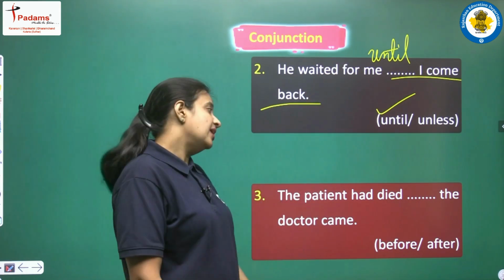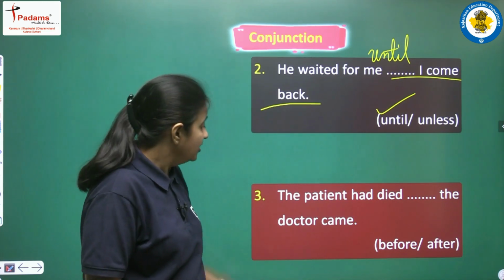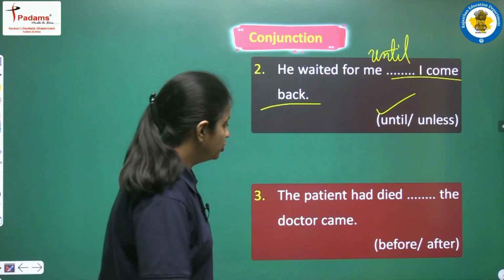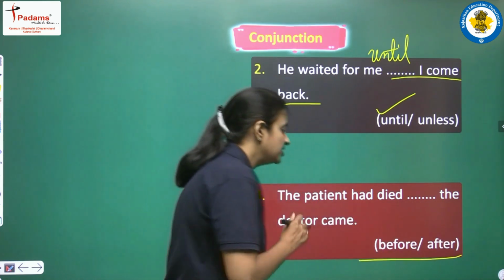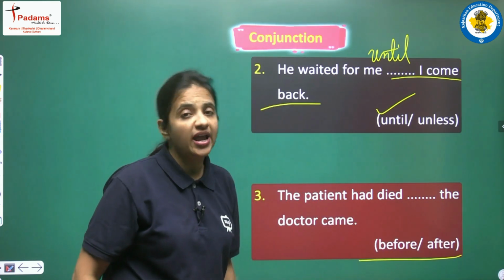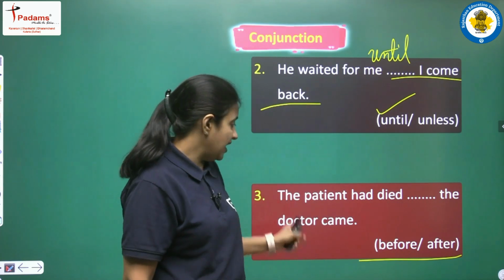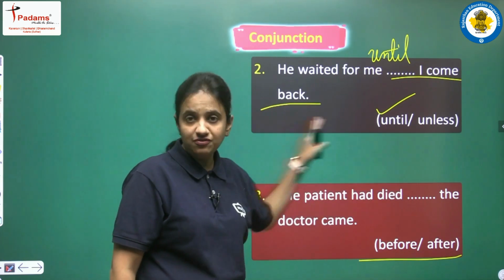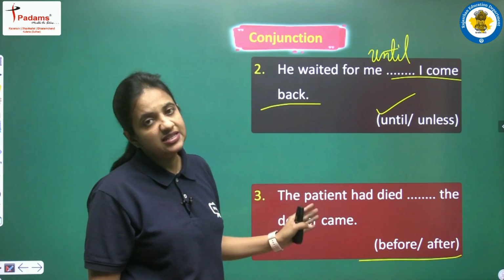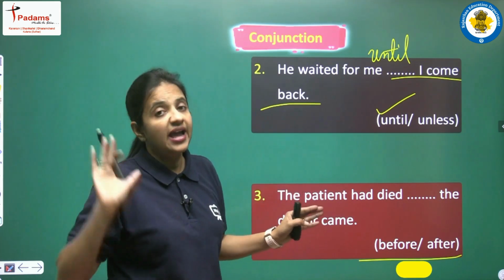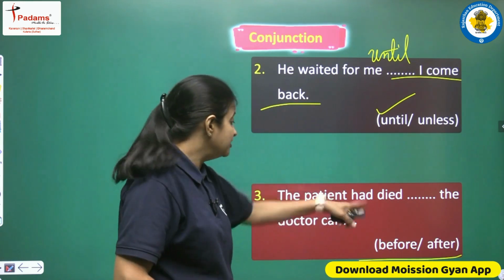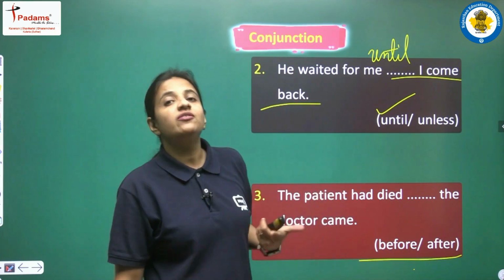Next sentence: the patient had died, the doctor came. So we are having options with us. The options given to us are before and after. So again, let's read the sentence. We are having that the patient had died. This is the first part of the sentence in which we are saying that the patient was there and he had died. The doctor came. So what we are trying to say?